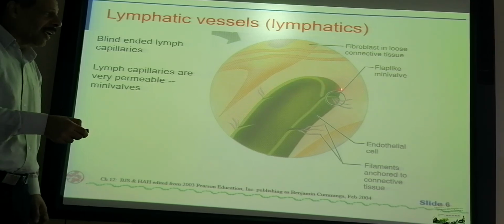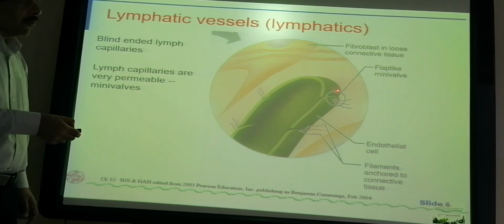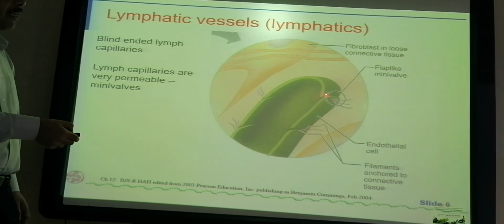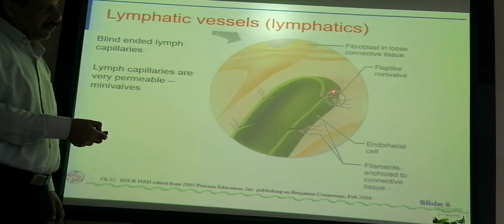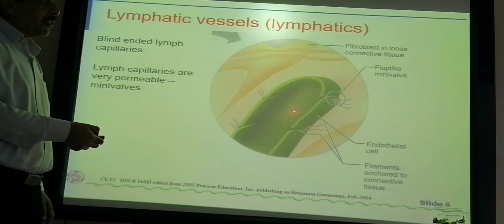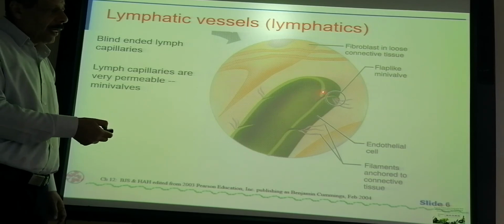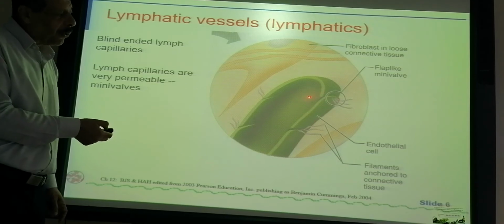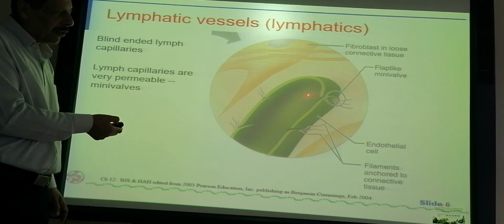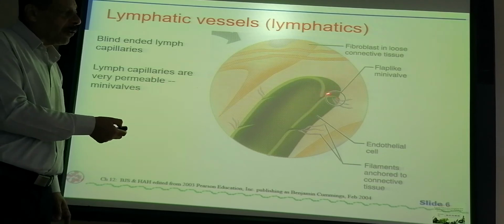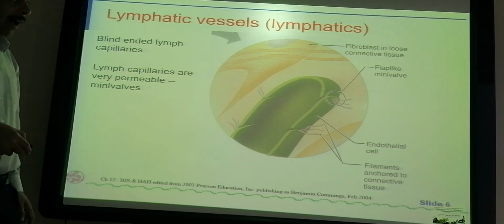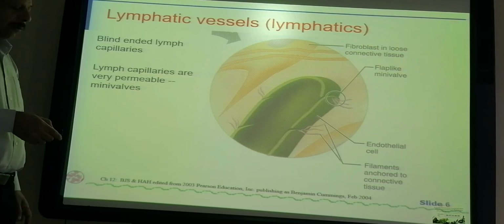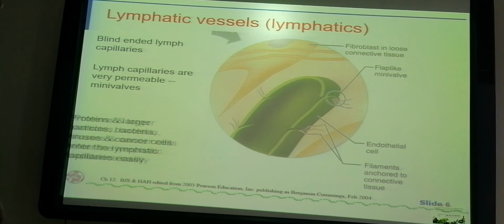So it is a closed end, but there is a flap of many valves that permit the fluid to enter directly inside when the pressure is more in the tissues. But if the pressure becomes more inside the vessels, this will lead to closure of that valve. It will exert pressure on that flap, and it will be closed, preventing the fluid from coming back to the tissues. So it will go in one direction.